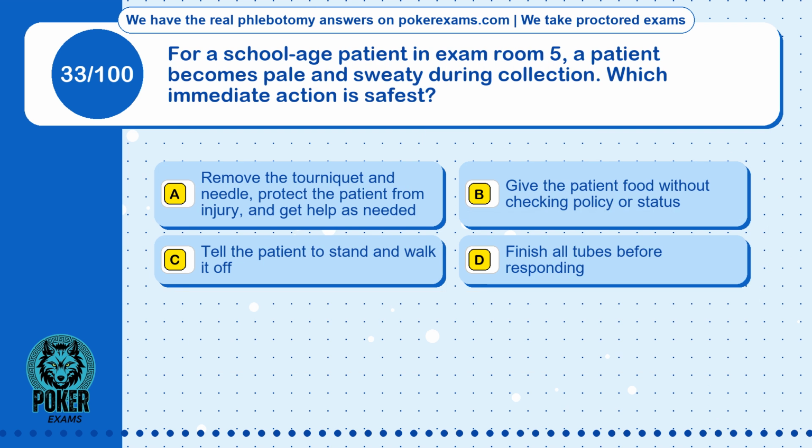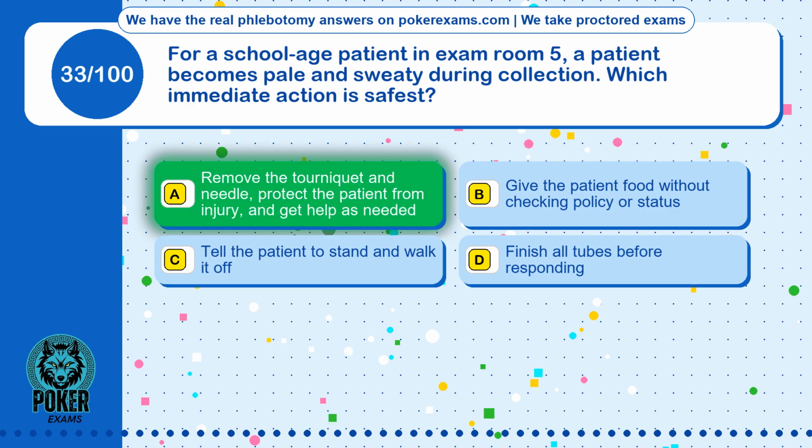Question 33. For a school-age patient in exam room 5, a patient becomes pale and sweaty during collection. Which immediate action is safest? Option A. Remove the tourniquet and needle, protect the patient from injury, and get help as needed. Option B. Give the patient food without checking policy or status. Option C. Tell the patient to stand and walk it off. Option D. Finish all tubes before responding.